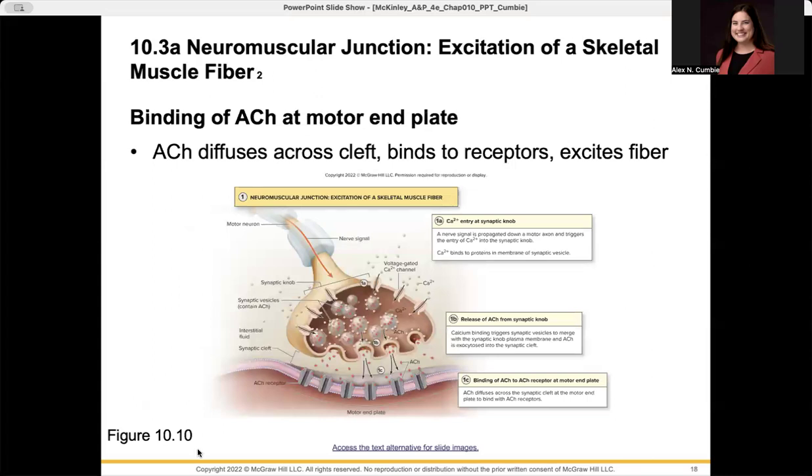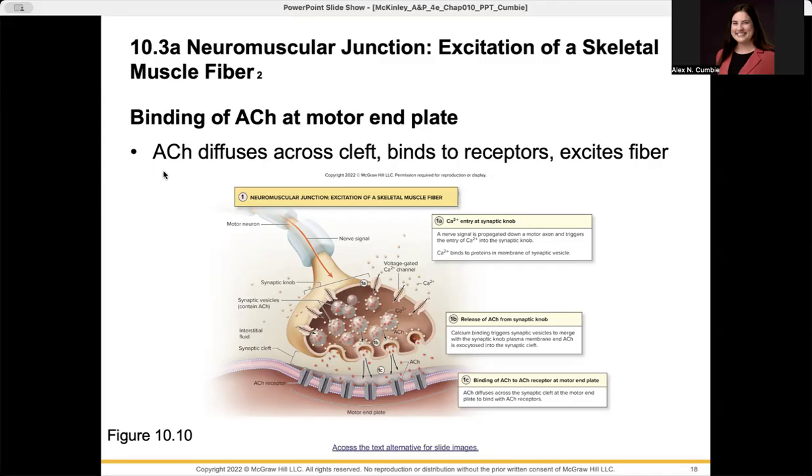Okay. So we see all of that ACH is diffusing across the synaptic cleft, and it's looking for those ACH receptors on the motor end plate. So it's going to go to the motor end plate, and ACH, when it binds to its receptor, is going to cause electrical changes in the membrane of the muscle fiber. And what we would call that is exciting the fiber, right? ACH is an excitatory neurotransmitter. When it binds to those receptors on the motor end plate, it's going to excite the muscle to want to contract.